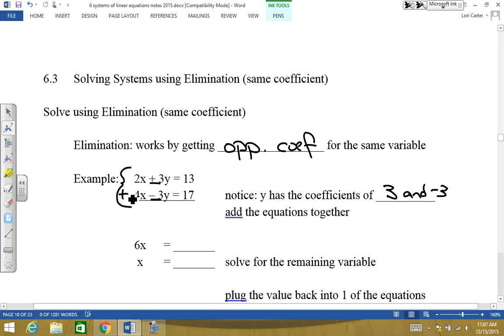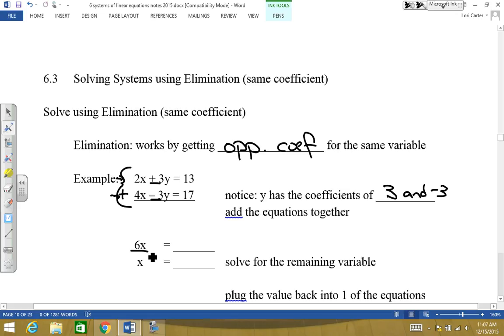Do 4x and 2x have to be opposite? No, just one of them. If they were both opposite, the whole thing's going to go away. So you would add going up and down. We add going up and down. So we take 2x plus 4x. What's 2x plus 4x? 6x. Plus 0y.